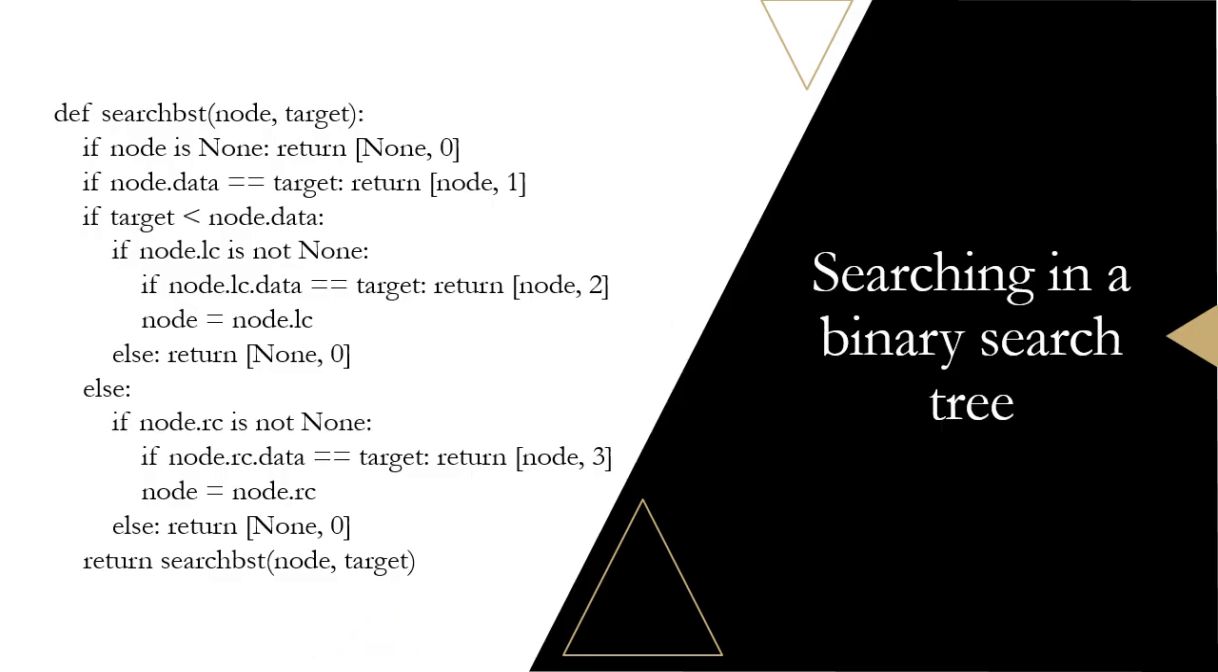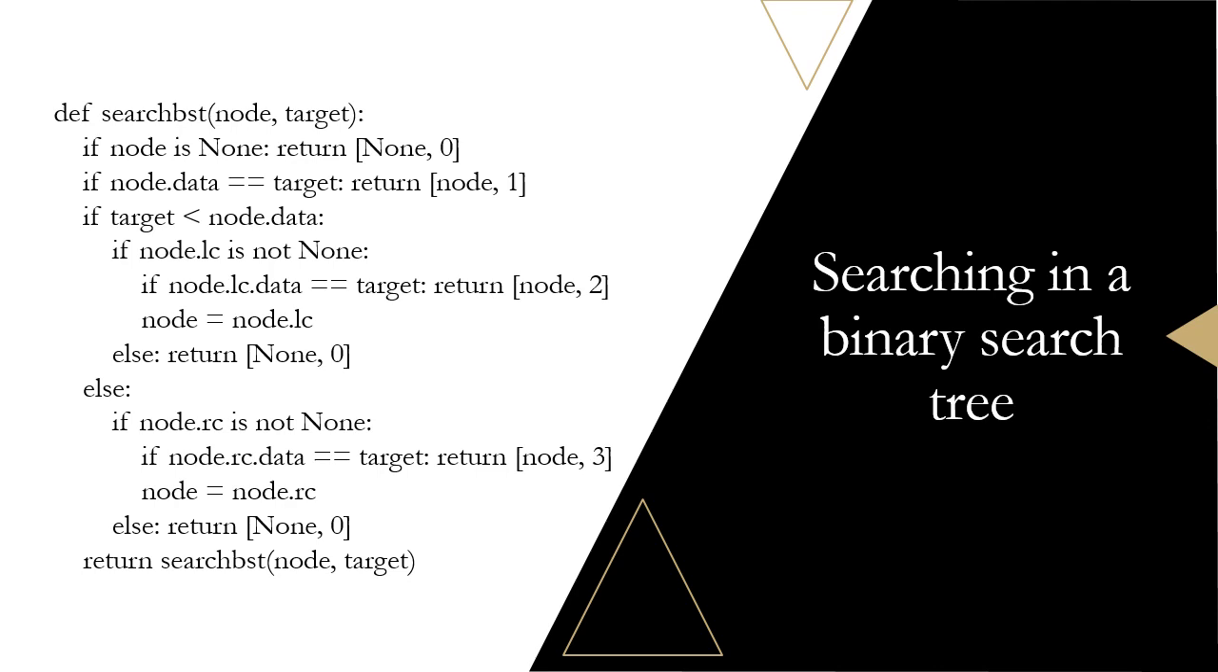This is code for searching in a binary search tree. The function is called search BST. It takes a node and a target value. If the node is none, it returns none, 0. Every time it returns a 2-element list. And this return value, none, 0, signifies that the search is unsuccessful. If node.data equals target, return node, 1. 1 signifies that target is present in the node that we are returning.